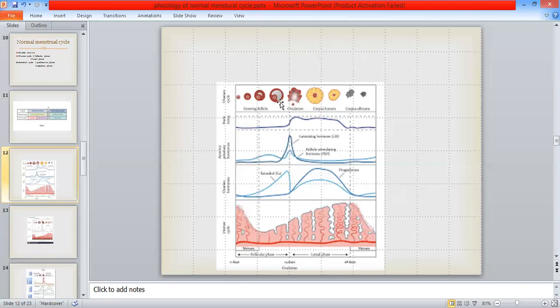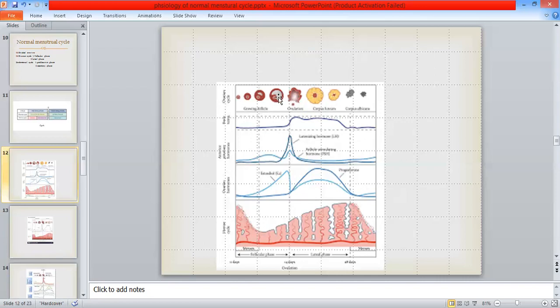As this follicle grows and estrogen secretion increases, there is negative feedback. When estrogen secretion increases, it gives a negative feedback to the pituitary to decrease the FSH secretion. Remember it, when estrogen is increased, then FSH will decrease. And when FSH decreases, of the large number of follicles which are growing, only one follicle reaches the dominant follicle stage.